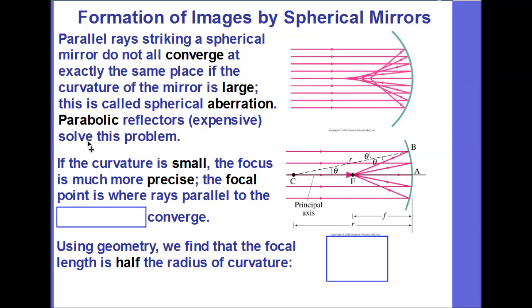So if we have just a plain spherical mirror, we could have some sort of aberration just due to the fact that they don't all converge at this particular point. So if the mirror is large, then we would have somewhat of a spherical aberration. If the mirror is a little bit smaller, then we can get a pretty good approximation, a pretty good image created from small spherical mirrors. Otherwise, we'd have to use a parabolic mirror, which can be somewhat expensive to create.